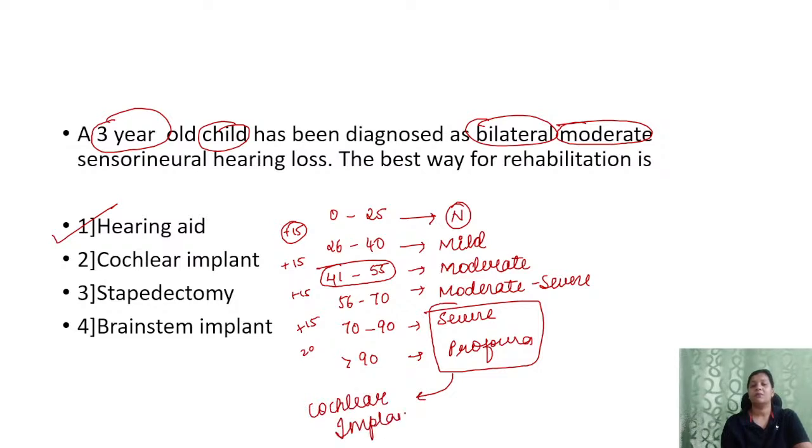So if the patient is presenting to you with severe or profound hearing loss, then your answer is cochlear implant. Stapedectomy is done for otosclerosis. And brainstem implant is if there is a retrocochlear pathology, not a cochlear nerve pathology. So the correct answer is hearing aid.